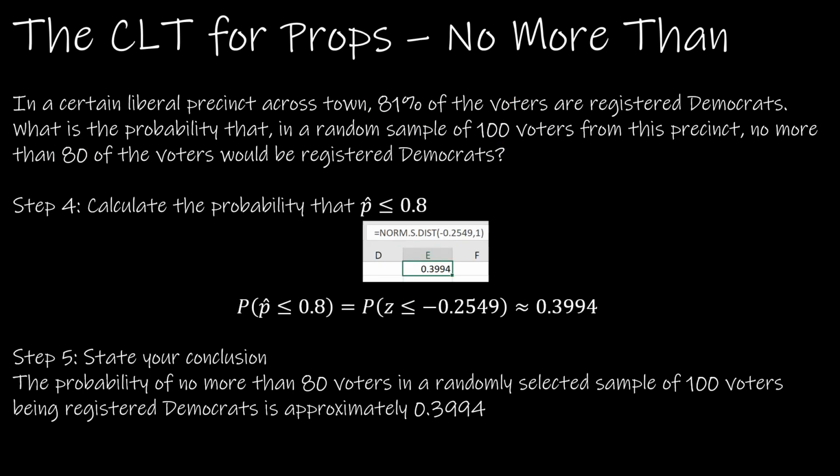Once you find the z-score, you're going to calculate the probability. And our probability here is, again, we drew our curve, so we knew we were going to the left. So notice I've used just NORM.S.DIST because that goes to the left. And I've included my z-score value that I found previously. And that gives me 0.3994, which gives me a conclusion that the probability that no more than 80 voters in a randomly selected sample of 100 voters being registered Democrats is approximately 39.94%.